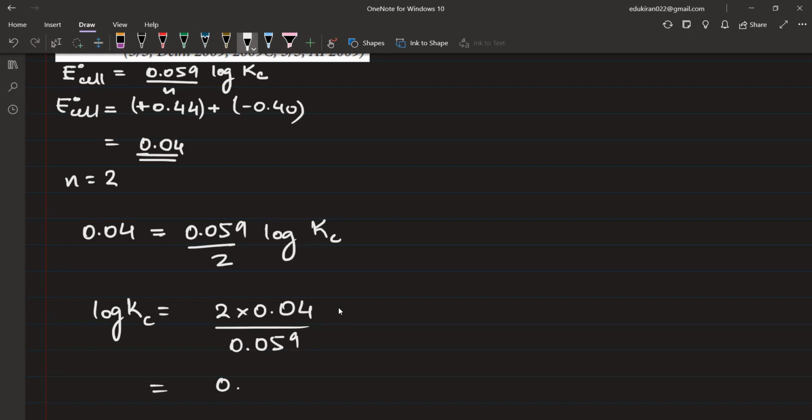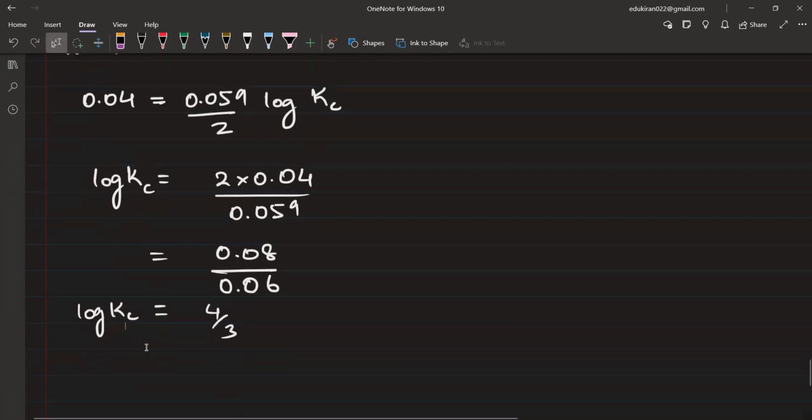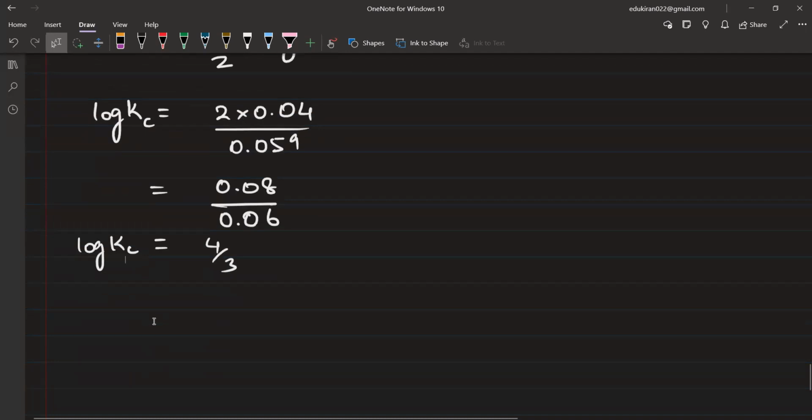तो यहाँ पे इसको कर लेते हैं 0.08 divided by, अब 0.059 को you can approximate this to 0.06. ठीक है, बहुत ज्यादा चेंज नहीं आने वाला आंसर. So this will be equal to how much? 8/6, यानी कि 4/3. सही है? Yes or no? Tell me. Correct है guys? Okay. This is what log Kc. Log Kc is equal to 4/3.